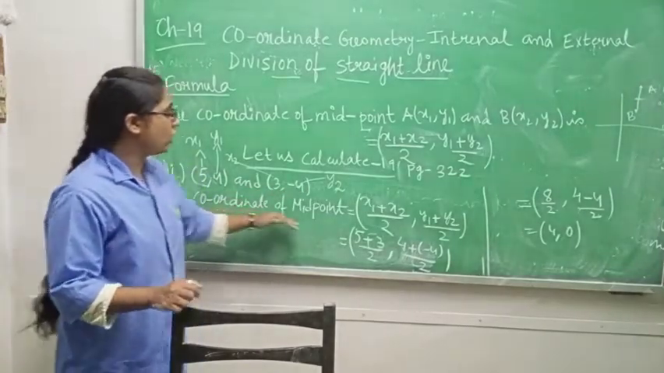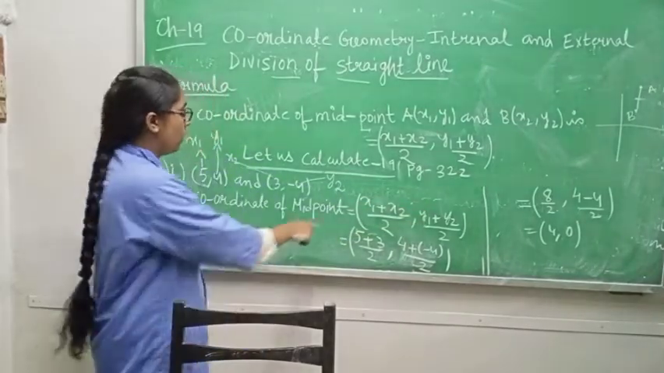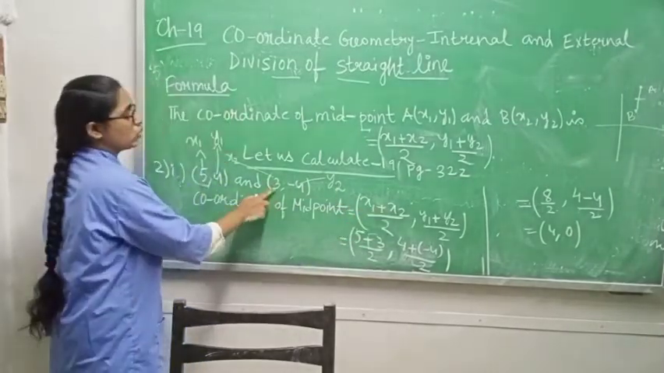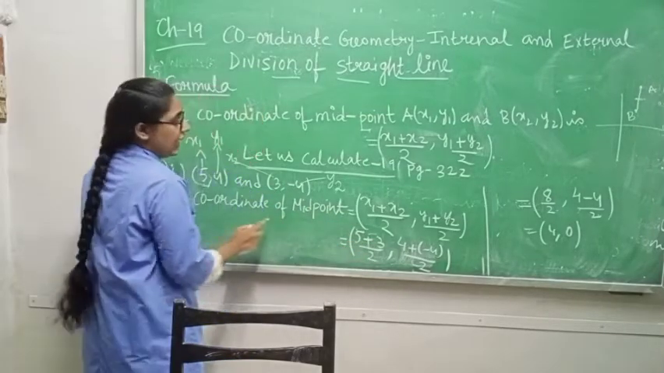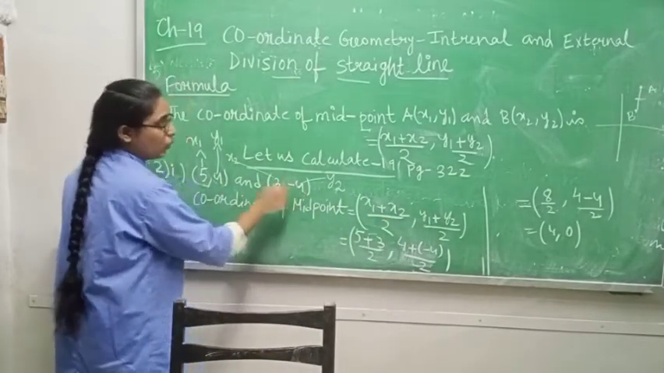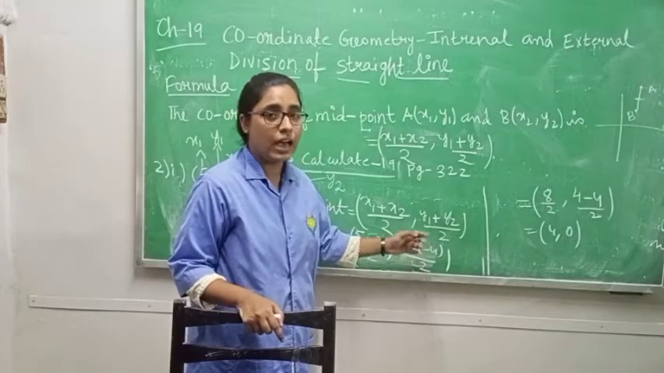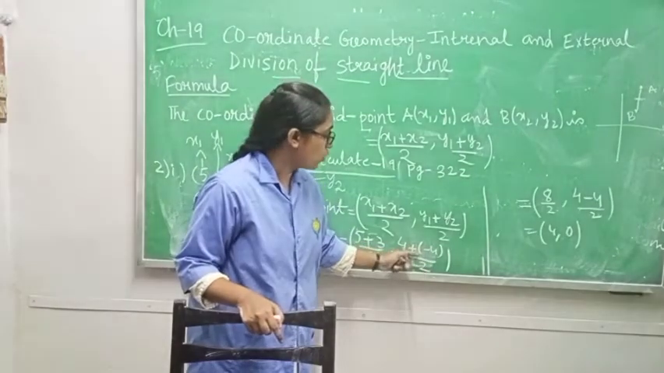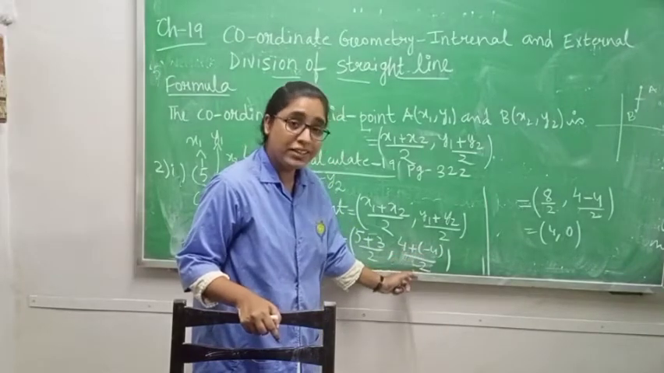Okay. Now the coordinate of the midpoint equals (x1 + x2)/2, comma, (y1 + y2)/2. What is x1? You can see x1 is 5, plus x2. x2 is 3. So I have written (5 + 3)/2. After that y1 plus y2. y1 is 4 and y2 is -4. See class 9, since we have -4 as a coordinate, for this reason I am writing it in brackets. So 4 plus, within the bracket, -4. So plus minus is minus. Okay. So (4 + (-4))/2.